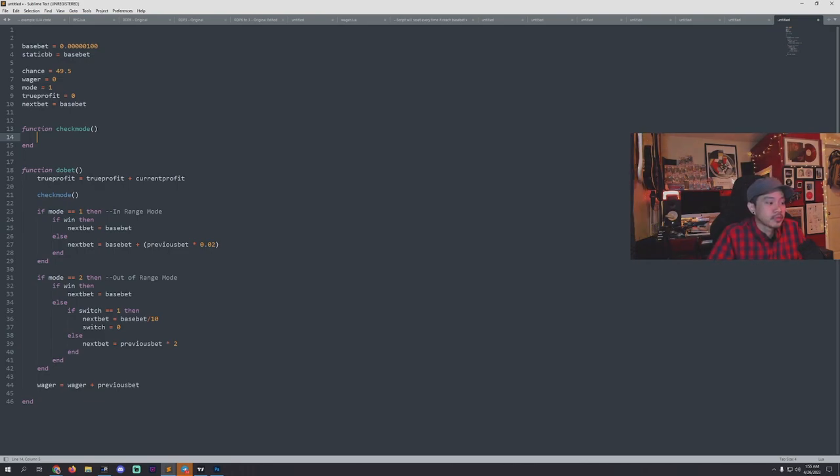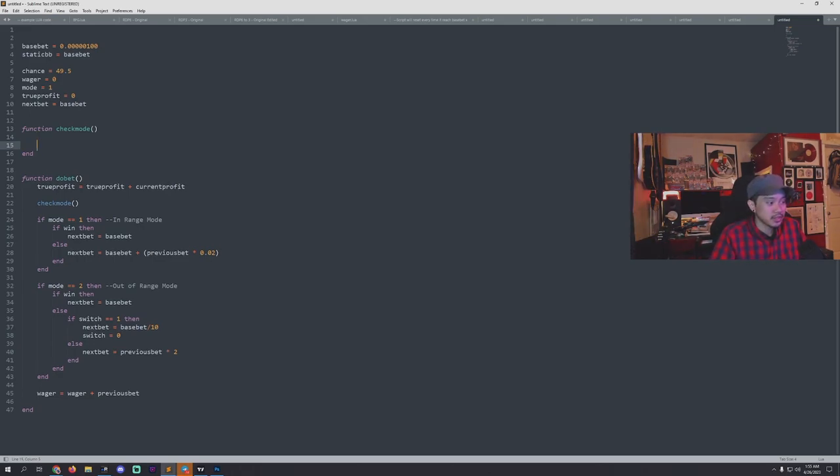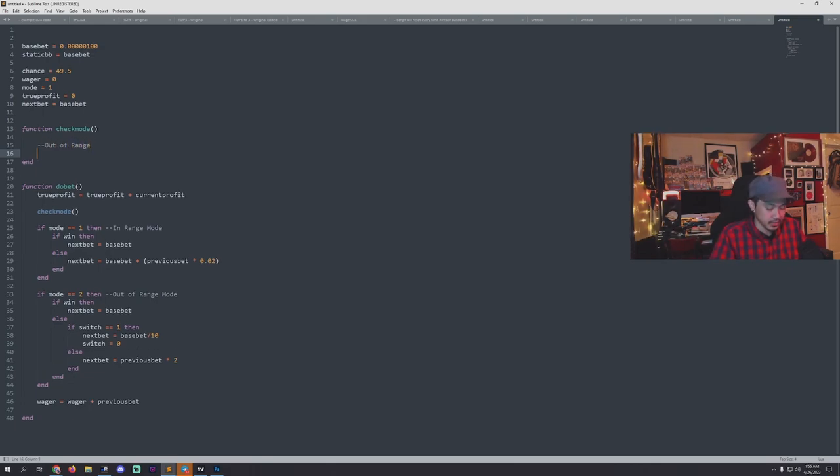Check mode is going to be where we define the limit and the threshold. Check mode's going to say, hey, if it's below this, do this. If it's below this, go to mode 2. If it's above this, go to mode 1. That's what check mode is going to do. So in here, we're going to do the out of range first, right?